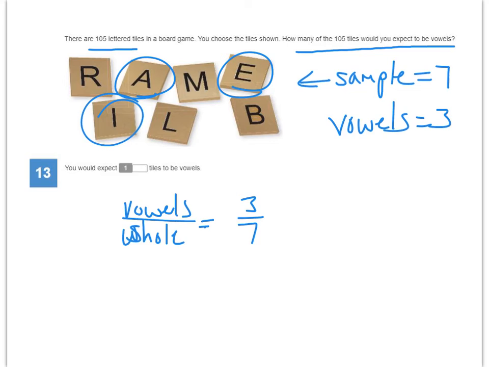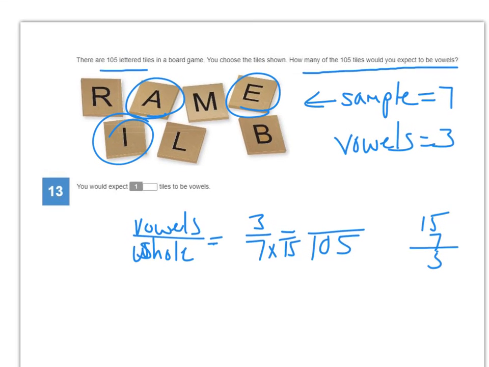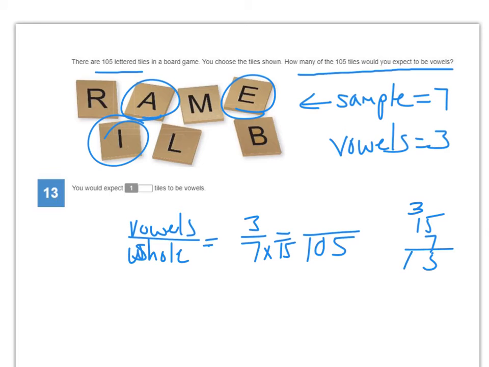This means I could actually set up a proportion to estimate out of 105 tiles how many I would expect to be vowels. Well, I know 7 times, I believe it's 15. 15 times 7, that's 105, yep. So 3 times 15 would be 45. So we would expect 45 vowels out of the 105 tiles.